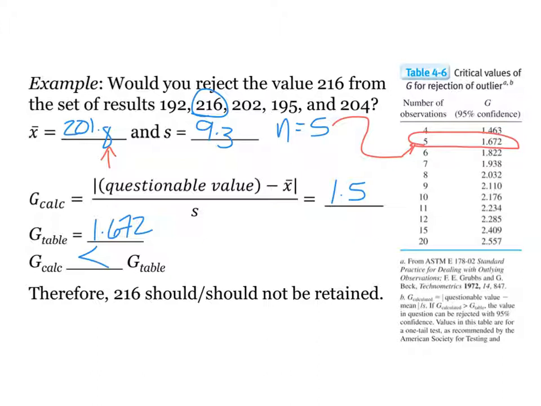Therefore, should we retain or reject the value 216? Because G calc is less than G table, it should be retained.